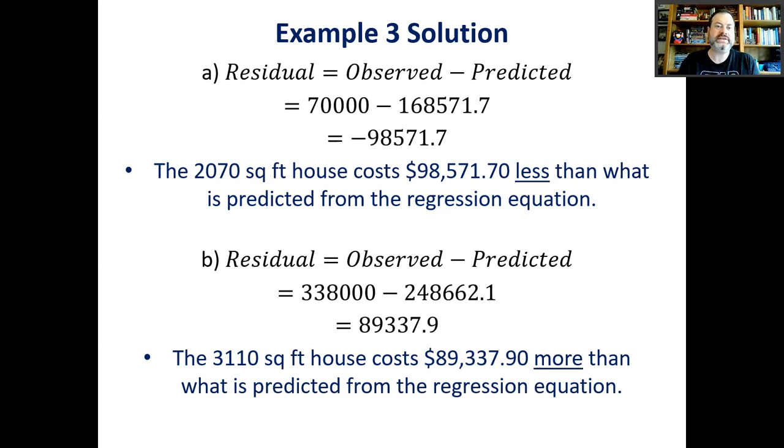So which of these houses is farther from the regression line? Certainly this one. This one costs $98,000 less. This one costs $89,000 more, but in absolute value, $98,000 is bigger than $89,000. So this one is farther from the regression line. What that tells us is that if there's exactly one outlier in this data set, it would have to be this one, not this one, because this residual is bigger. You don't have to find outliers. I'm just saying that if you were to do this in the real world, this is how it's done.